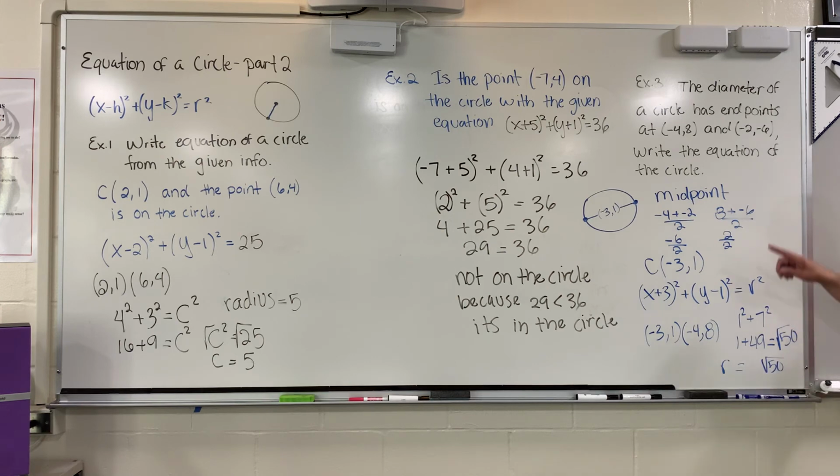Remember though, the formula says you're supposed to square the radius. What happens when I do this? If I take the radius and I square it, what happens to a square and a square root? They cancel and you just get the answer 50. Which once again reiterates how the distance formula or Pythagorean theorem and the equation of a circle are so closely related.